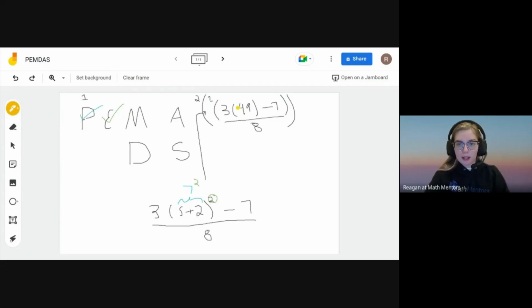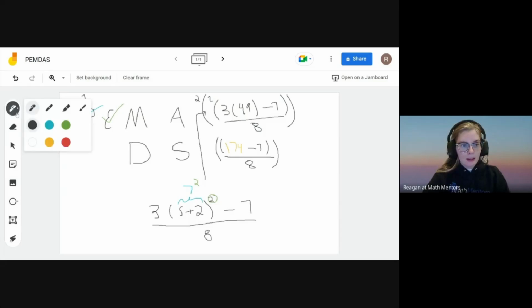Next step is to do the multiplication inside the smaller set of parentheses. So 3 times 49. 3 times 49 is 147. And that is minus 7 divided by 8, right? Now, before we divide, again, we have to solve this smaller parentheses before we do the larger parentheses. And with that, our multiplication is done. And we'll do subtraction. 147 minus 7 is 140 divided by 8. Almost there.